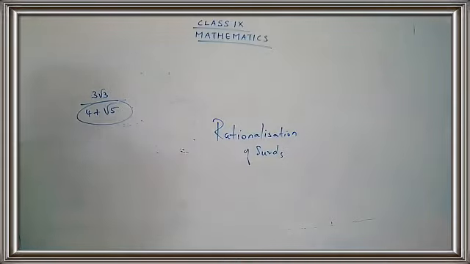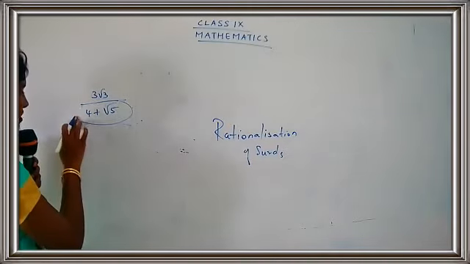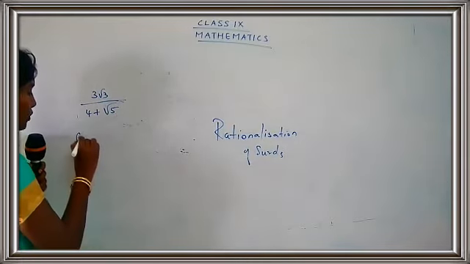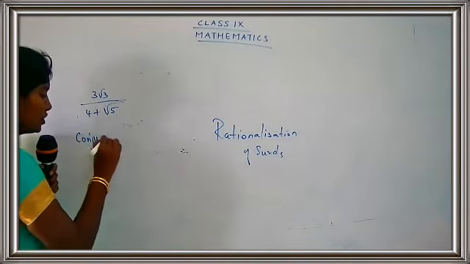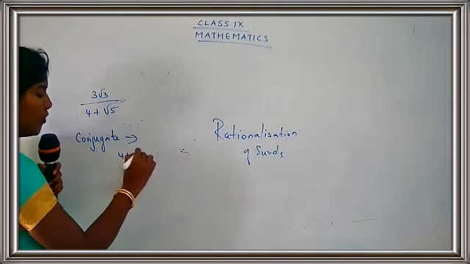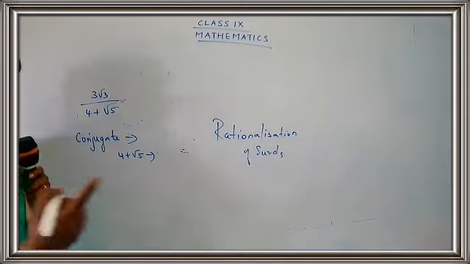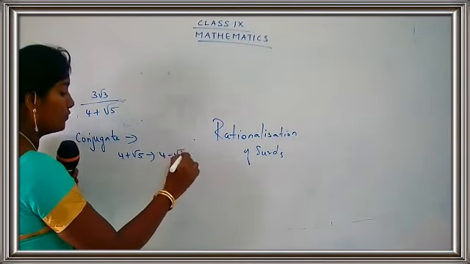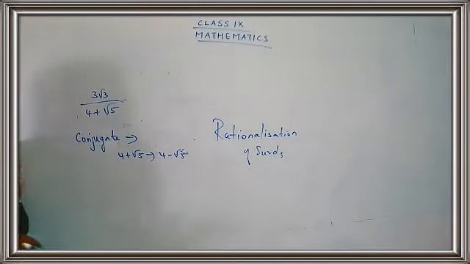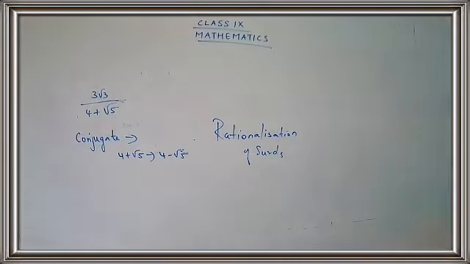So how to rationalize this? If you have to rationalize this type of surd, you have to take the conjugate of it. Now what is the meaning of conjugate? If you have the surd as 4 plus root 5, it changes to 4 minus root 5. So the conjugate of 4 plus root 5 is 4 minus root 5. Clear, children? I'll just give you one more example.